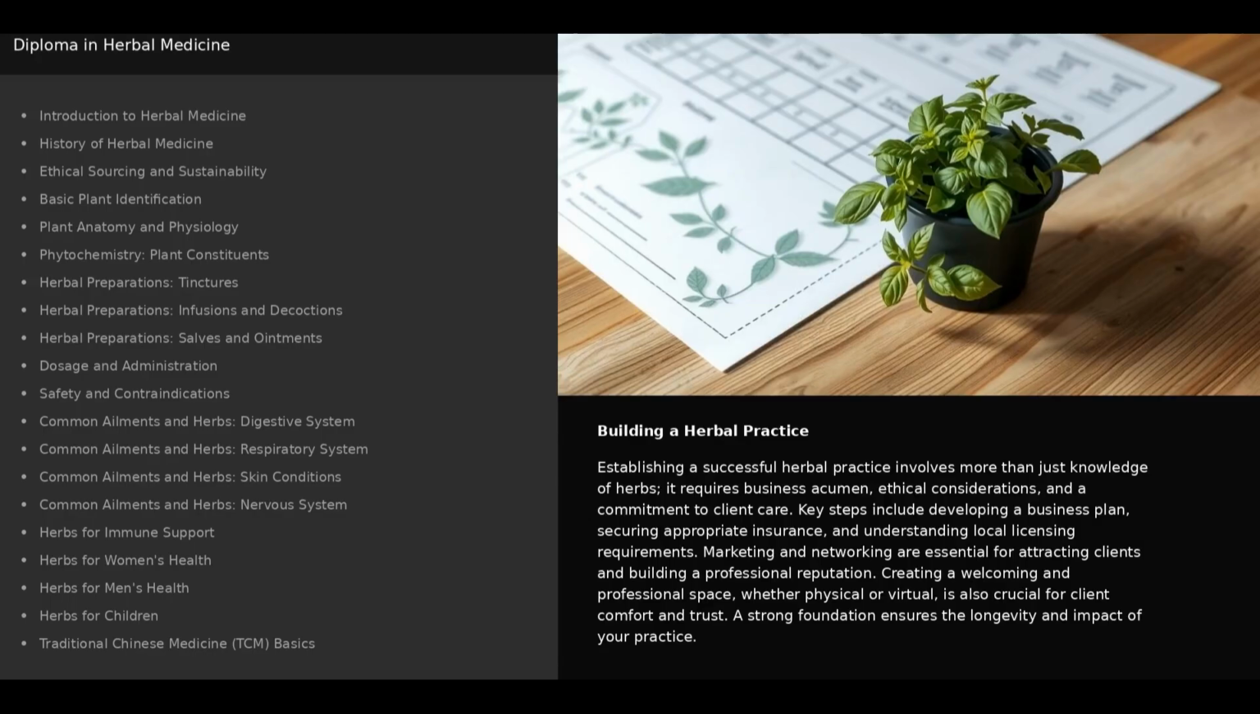Building a herbal practice. Establishing a successful herbal practice involves more than just knowledge of herbs. It requires business acumen, ethical considerations, and a commitment to client care. Key steps include developing a business plan, securing appropriate insurance, and understanding local licensing requirements. Marketing and networking are essential for attracting clients and building a professional reputation. Creating a welcoming and professional space, whether physical or virtual, is also crucial for client comfort and trust. A strong foundation ensures the longevity and impact of your practice.